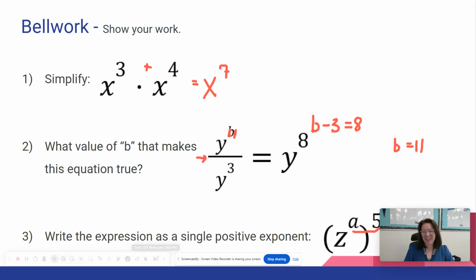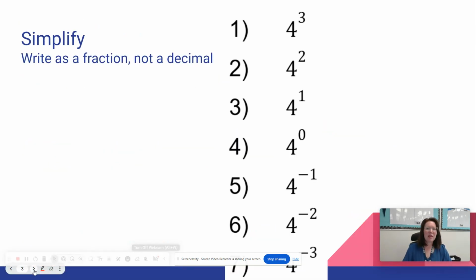And then the last one, write the expression as a single positive exponent. Well, oh man, I'm making it tricky, huh? We've learned that we multiply these two together, but you can't actually multiply a times 5. It just stays as a5, or we more traditionally write it with the number first and the letter second. So z to the power of 5a. That's how we would do that.